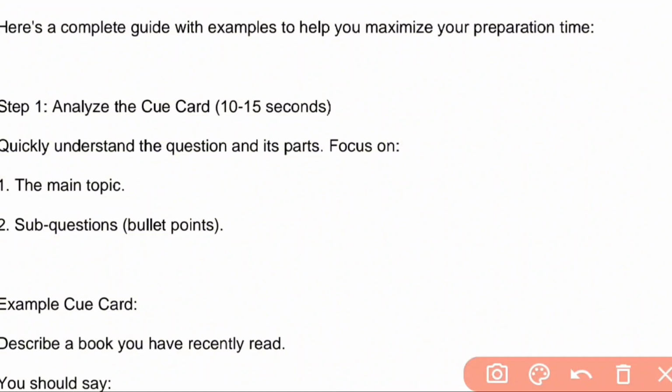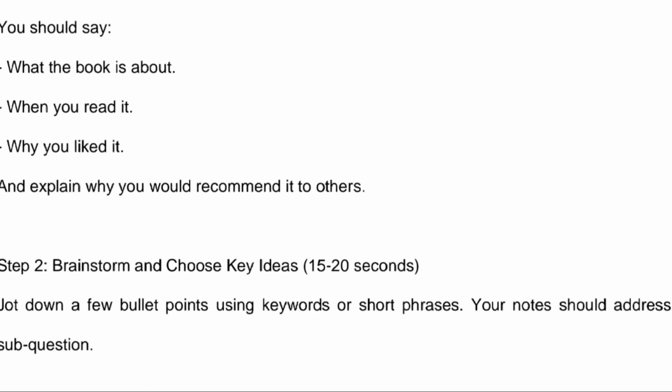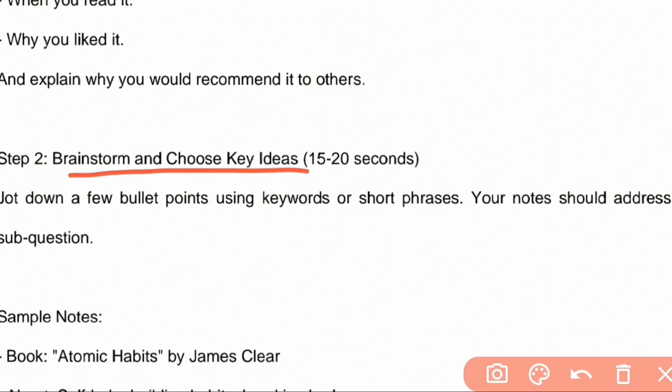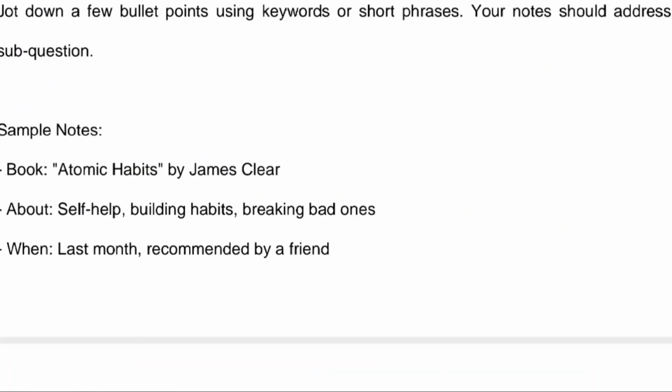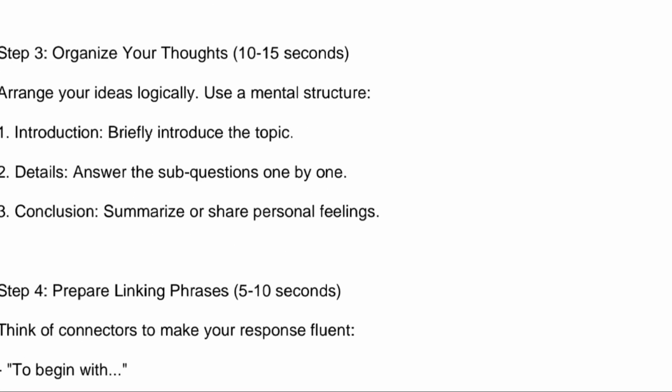In the very first step, you have to analyze the cue card, under which you have to focus on the main topic, that is the question, and the subtopics, sub-questions, that is the bullet points. And in the second step, you have to brainstorm and choose your key ideas. Key ideas for your sub-questions you need to mark down and write down.